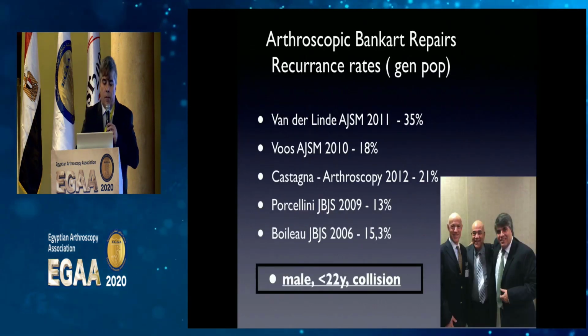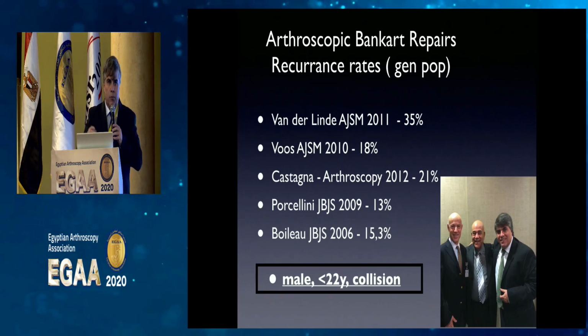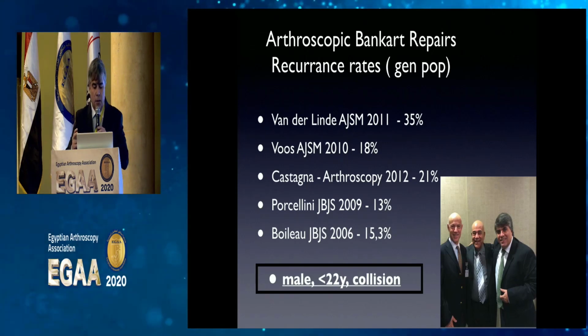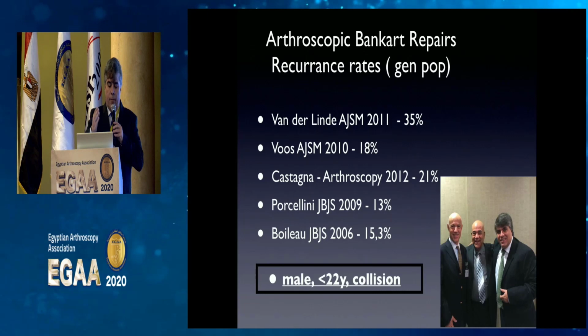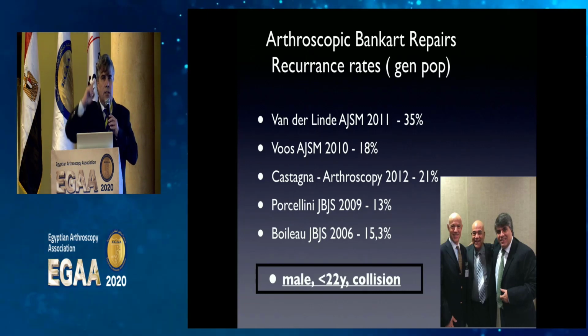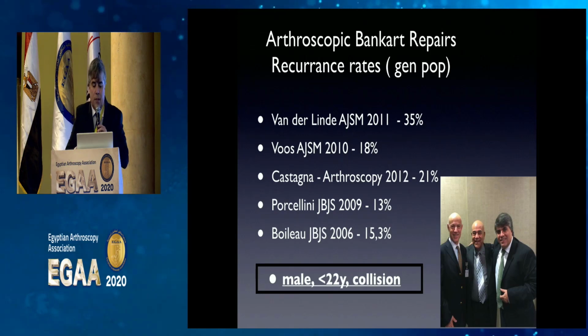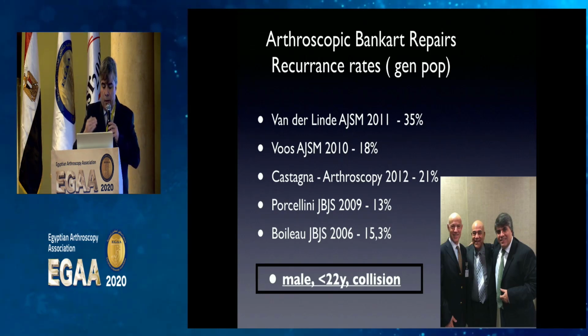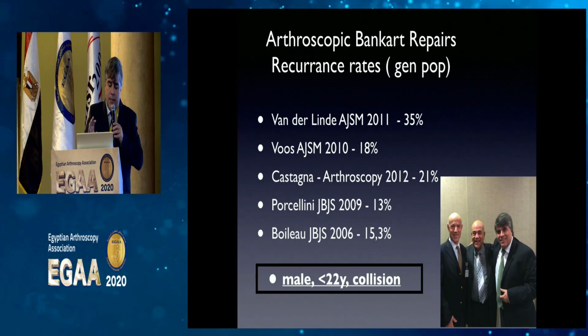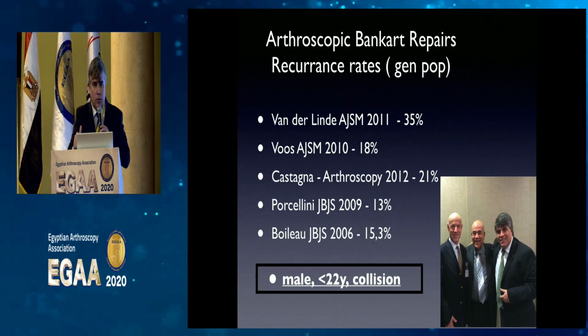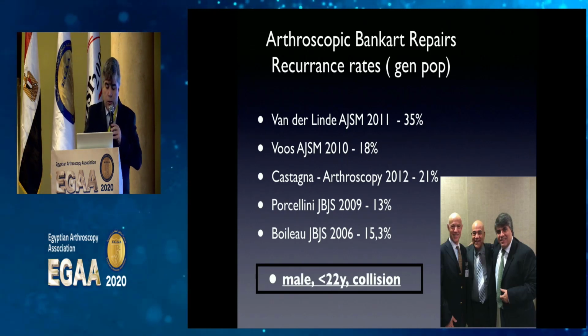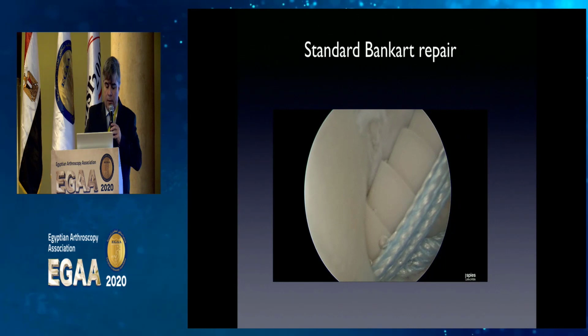There are a lot of arthroscopic Bankart repairs with recurrence rates in the general population. There are tons of articles, many of them by Alex Castanha, who is sitting there in the back, showing that there is a range of variety in recurrence rates. The main point is that a male under 22 years old involved in a collision sport should be a candidate for recurrence after a Bankart repair. It means a failure of the previous Bankart repair.